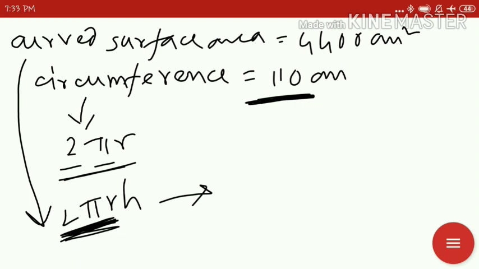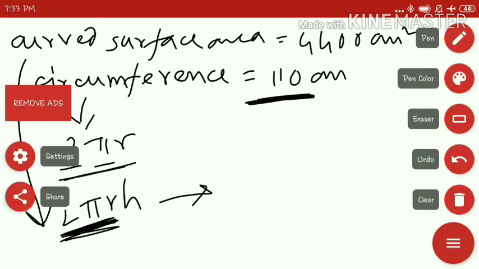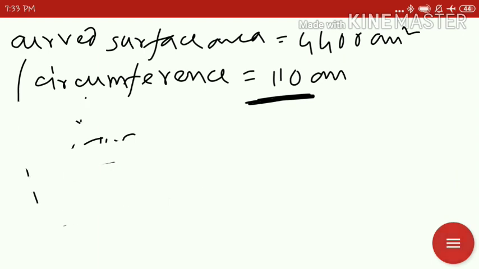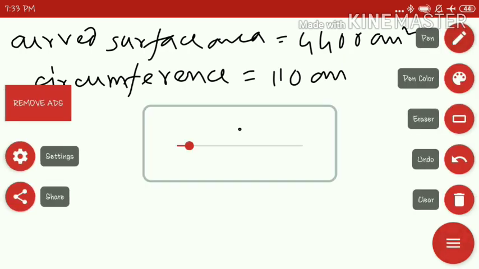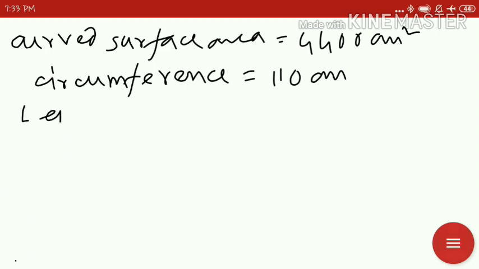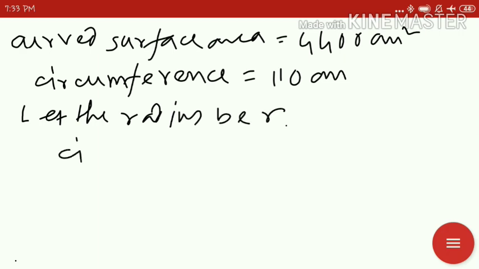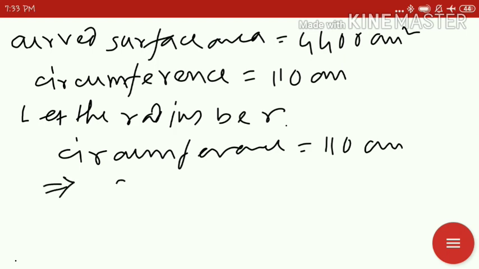So circumference is 110. Now if I take the radius as r, we have to assume it, otherwise it may not be clear where you have taken the r. So I'm going to take the radius to be r. So circumference equals 110 centimeter. Circumference means 2 pi r equals 110.